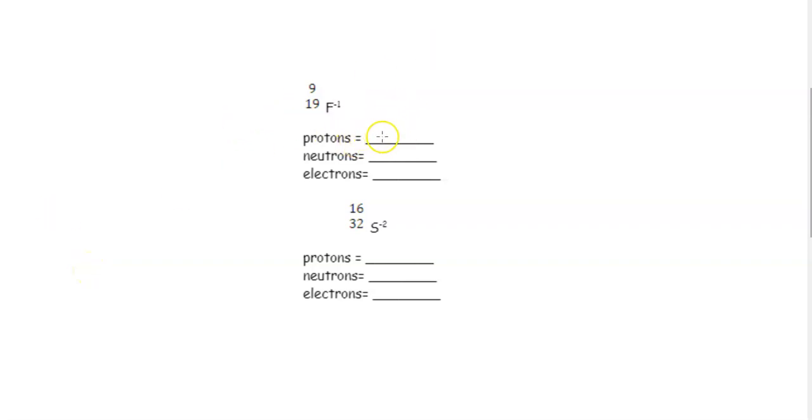Fluorine, you know, is a halogen. Remember, it's the second last group next to noble gases. So it has a negative 1 charge. And how many electrons? There we go. And sulfur.